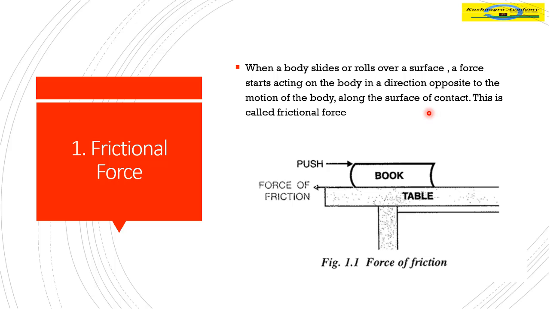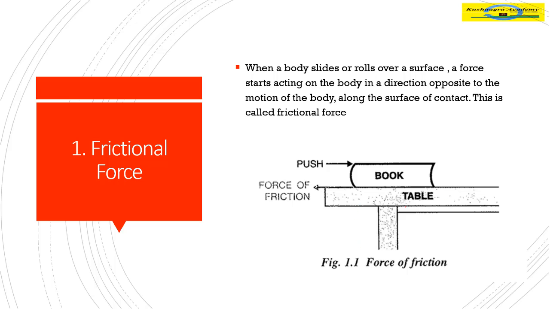First, frictional forces. What is a friction force? When the body slides or rolls over a surface, a force starts acting on the body in a direction opposite to the motion of the body. This is an important thing. The direction is opposite to the motion of the body and along the surface of the contact. This is called frictional force.